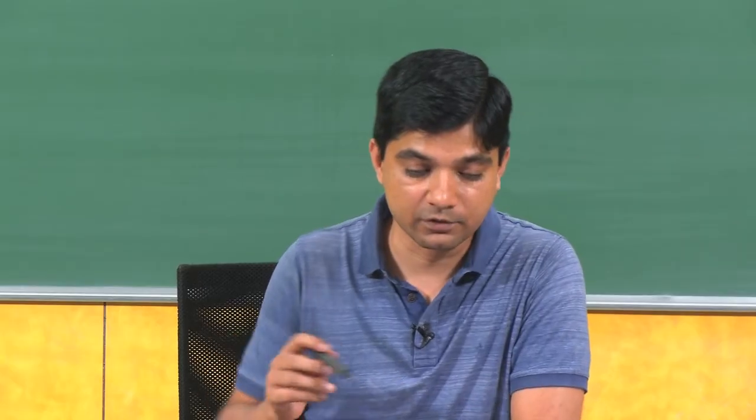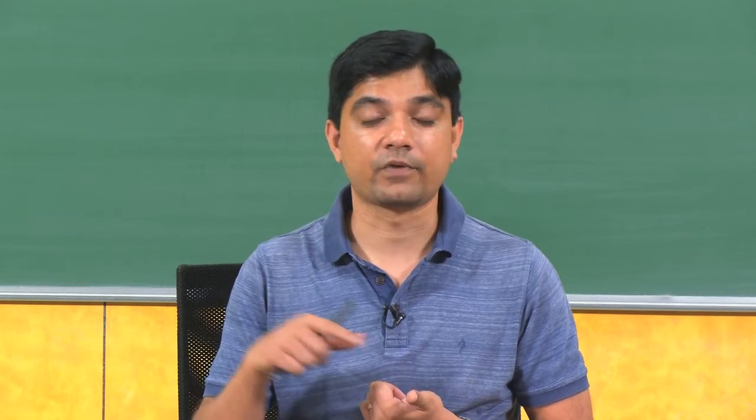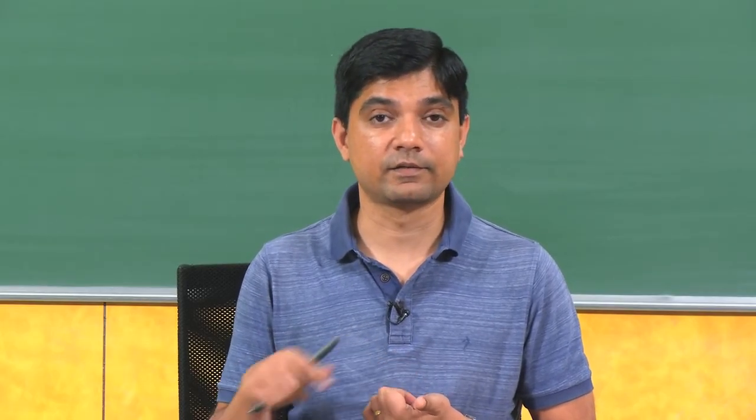So, based on what we had argued so far, a system is said to be controllable at t naught if it is possible to transfer the system from any initial state x(t naught) to any final state in a finite amount of time. So, the key here is I should be able to reach from point A to point B in some finite amount of time. It does not really help me much if I can say that I could travel from Bombay to Delhi in an infinite amount of time, right. So, your car should be designed in such a way that you travel in finite amount of time.